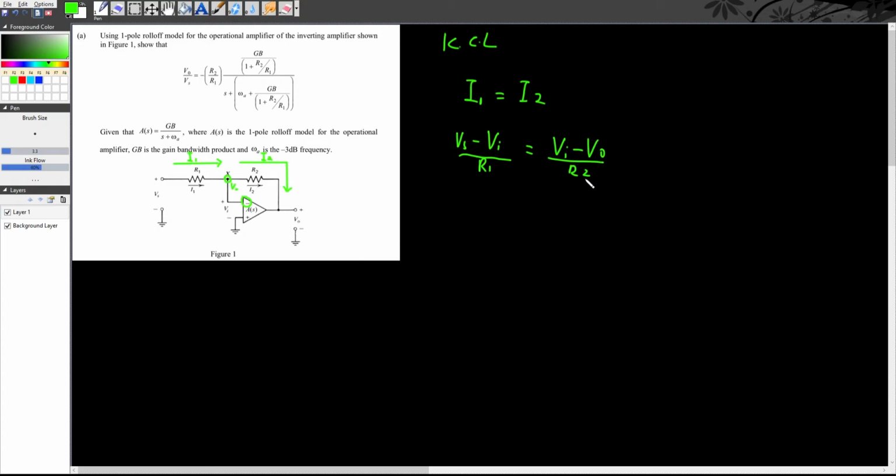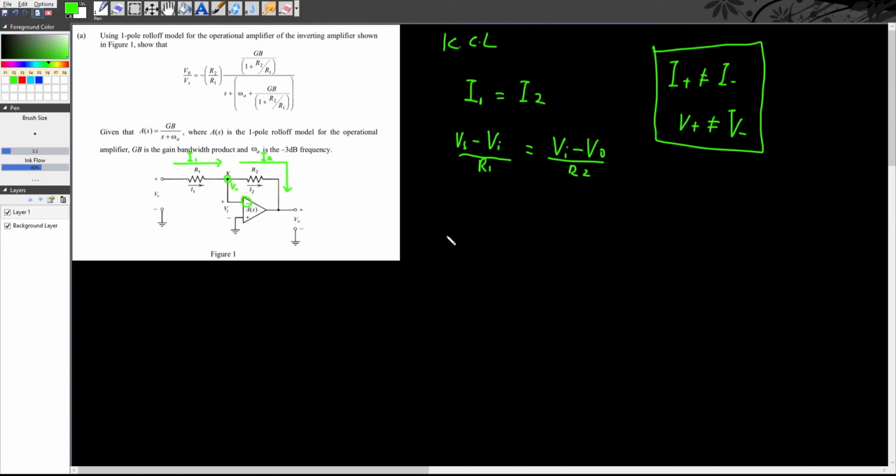So for non-ideal op amps, we know that I plus is not equal to I minus, and therefore V plus is not equal to V minus. So this is the condition that does not occur in an ideal op amp.